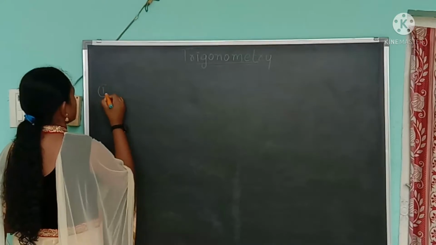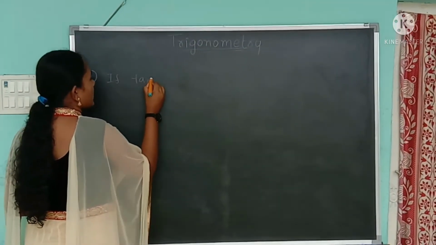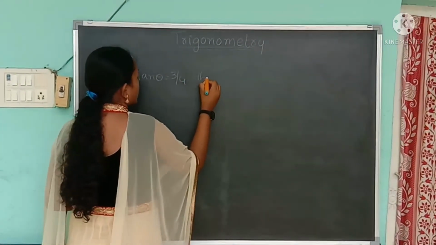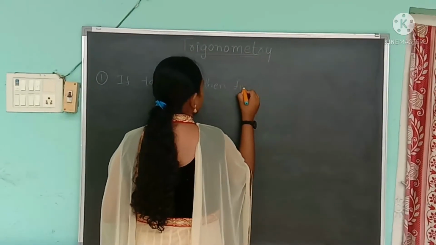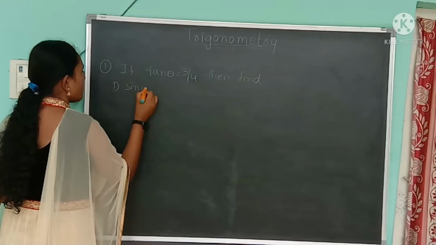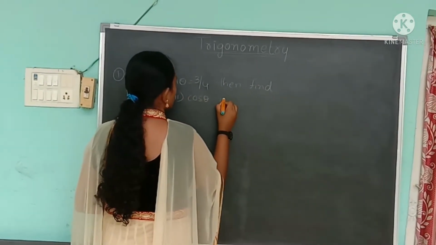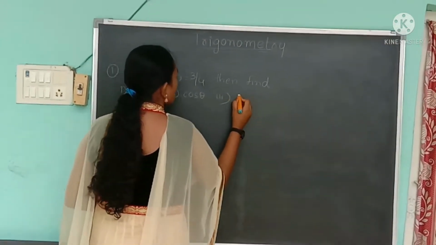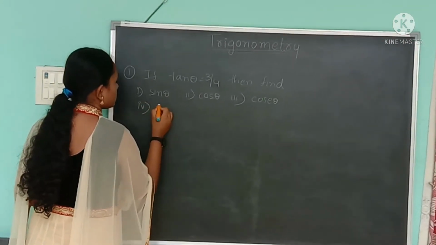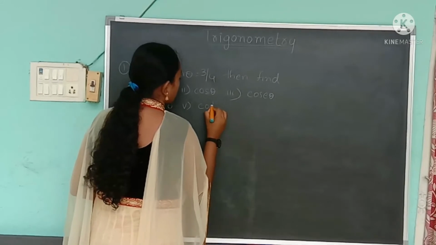So the first question: if tan theta is equal to 3 by 4, then find the first one, sin theta, second one, cos theta, third one, cosecant theta, fourth one, secant theta, and fifth one, cot theta.